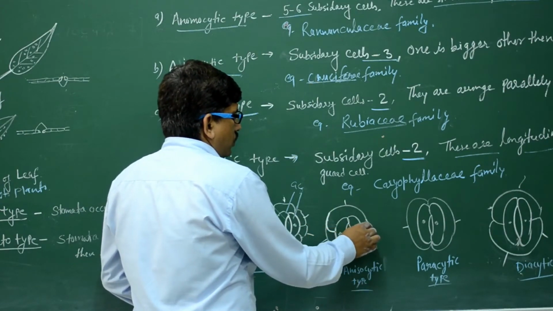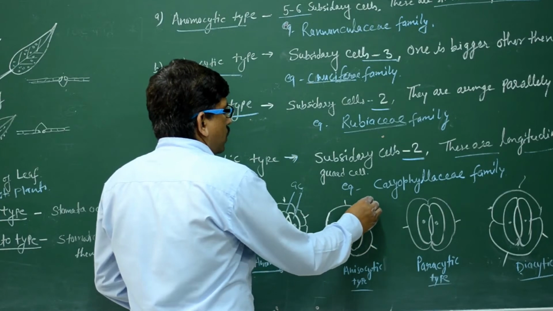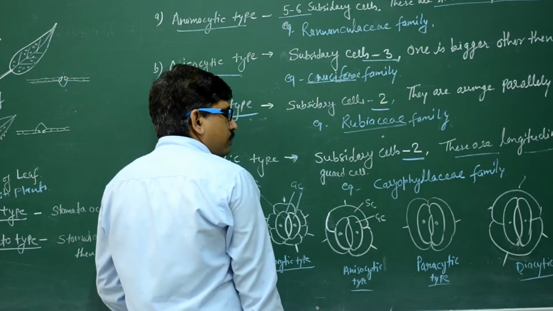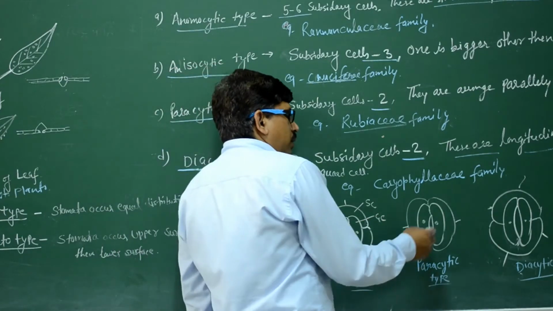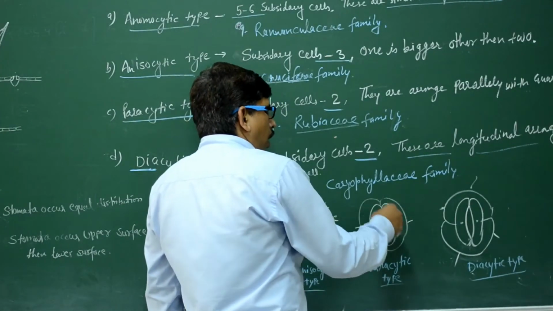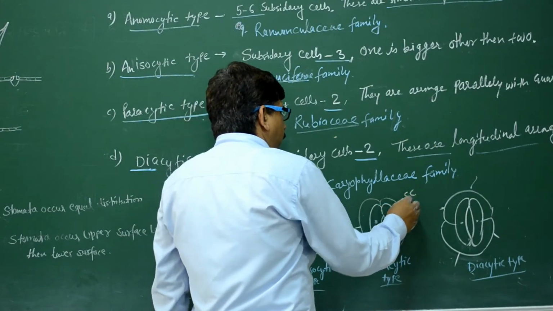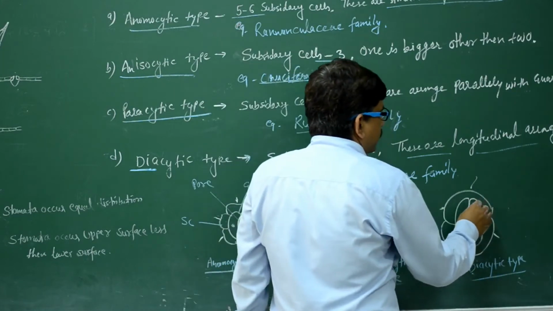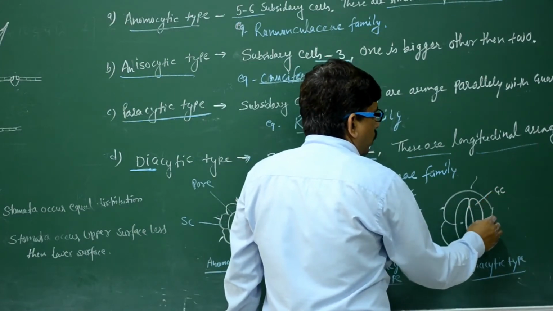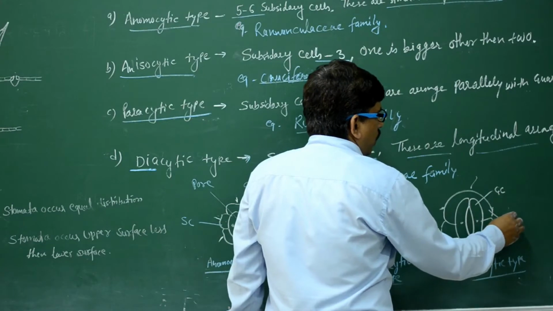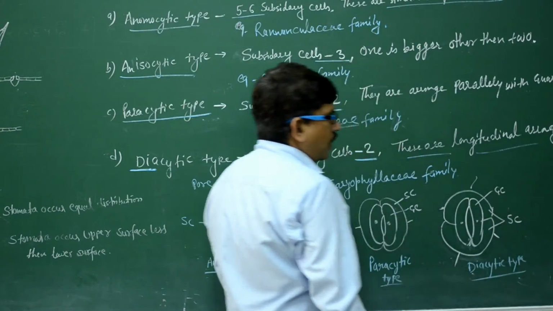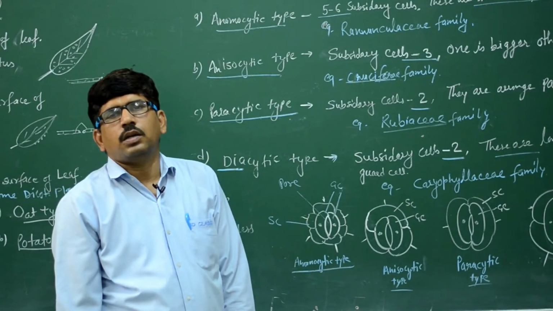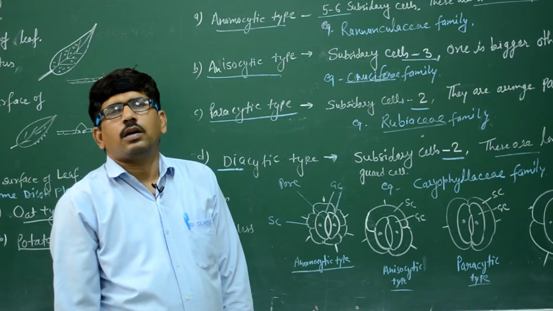So it is the SC. For paracytic, number 2, parallelly arranged, and diacytic, number 2, and these ones, 1 and 2, are the SC. They are longitudinally arranged around the guard cell. So these are the stomata types.